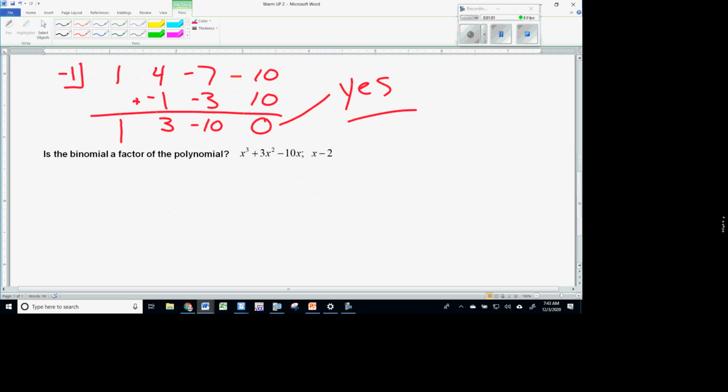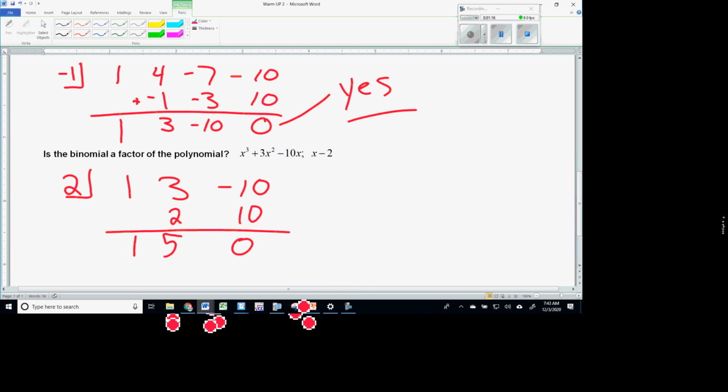And then the second one, 2 goes in the box. 1, 3, -10. We drop the 1, 2, add, 5, 10, 0. So is it a factor? It's a 0. Yes. It is also a factor.